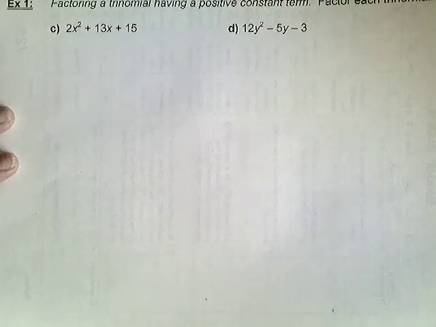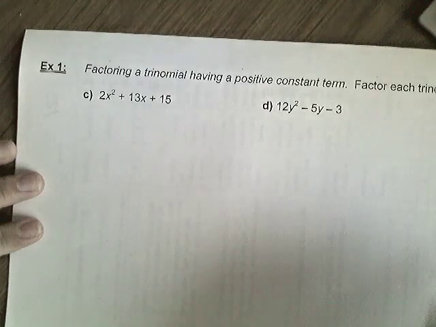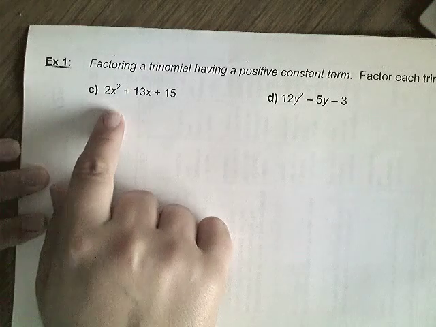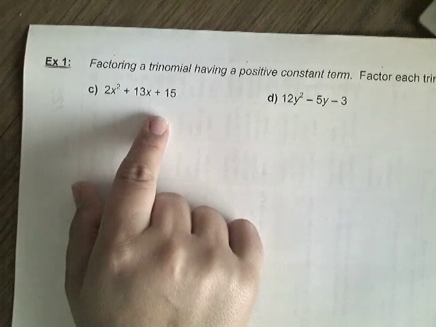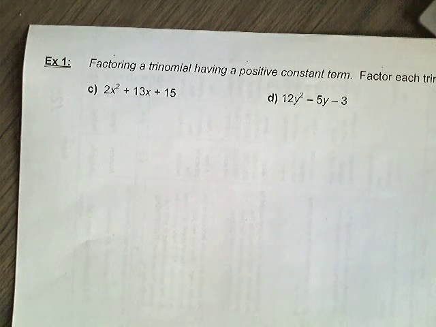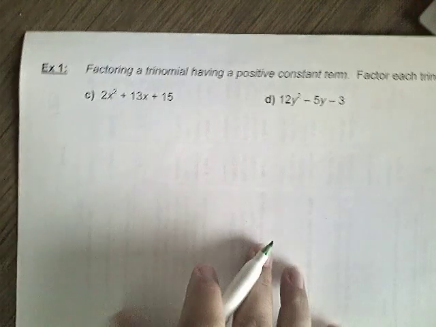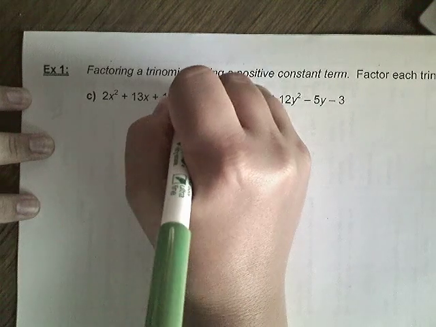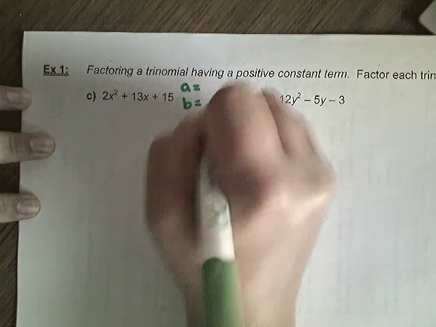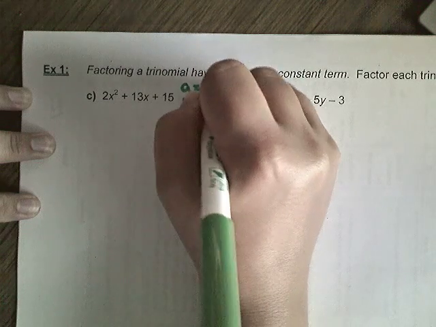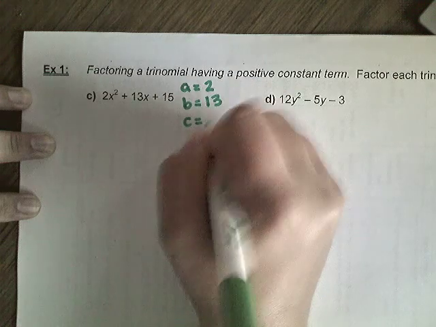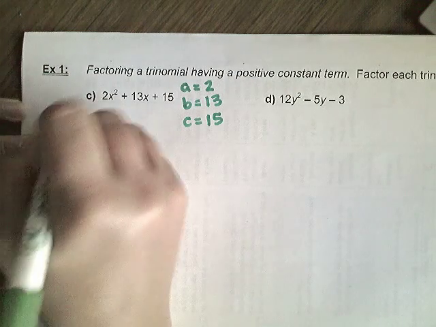Moving on, we have 2x squared plus 13x plus 15. So again, we ask ourselves, do we have a greatest common factor? Is there a GCF? And the answer is no. So then we move on to identifying A, B, and C. A is 2, B is 13, and C is 15.